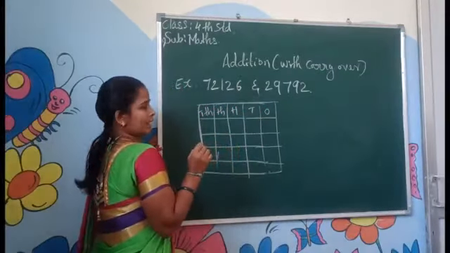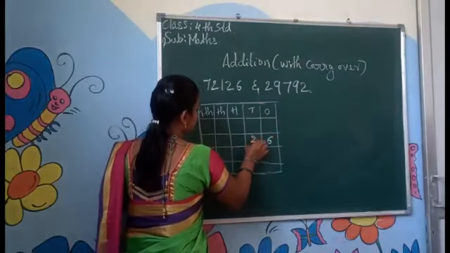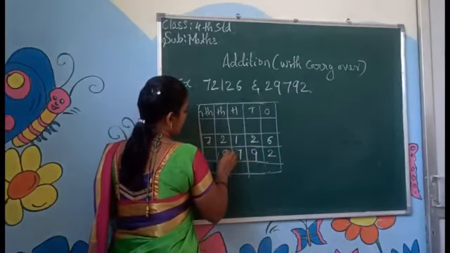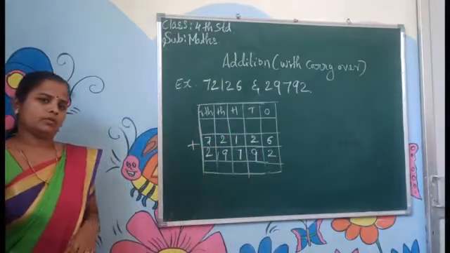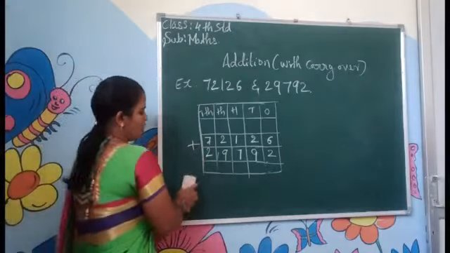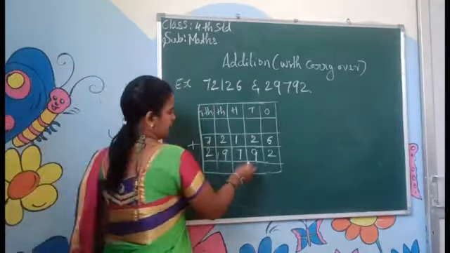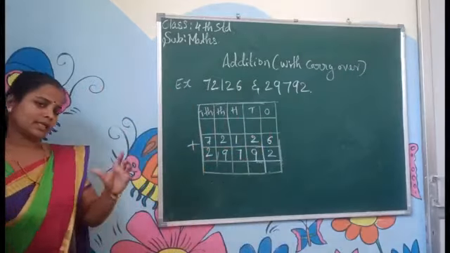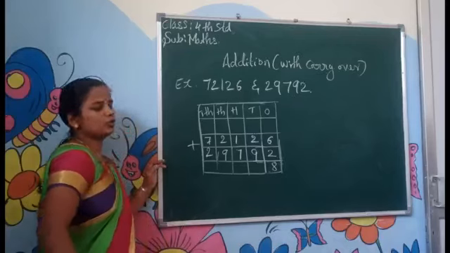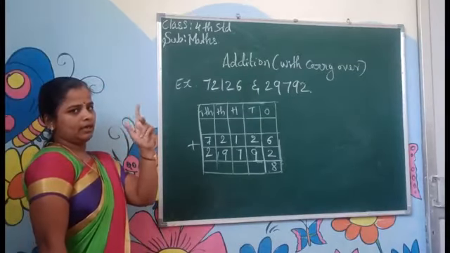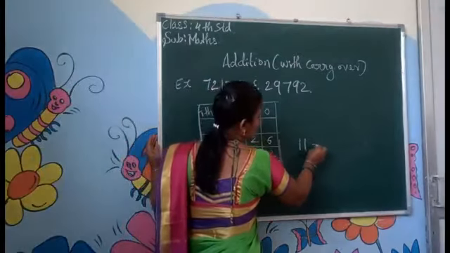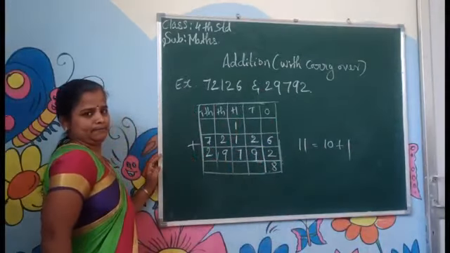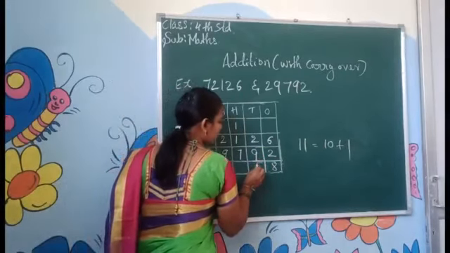Leave this space for carryover. Now 6, 2, 1, 2, 7 and 2, 9, 7, 9, 2. And don't forget putting the addition sign. Now start adding. Here 6 plus 2, how much? 6 in the mind, 2 in the hand: 6, 7, 8. Okay, 9 and 2: 9, 10 and 11. Here 11, 1 is in the tens place. But here, 1 means that is 100, and 1 that is a tens place.